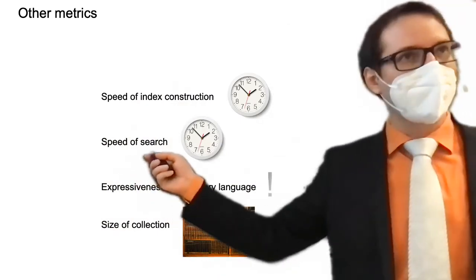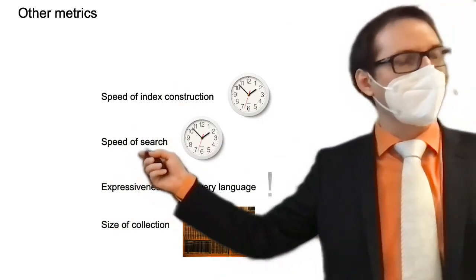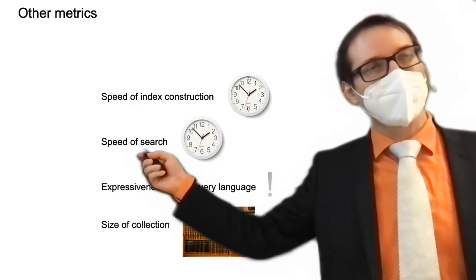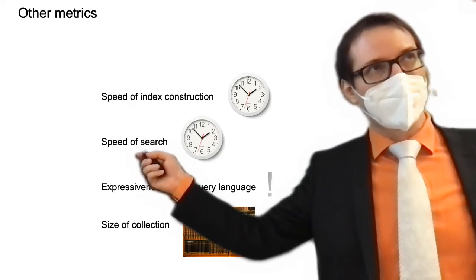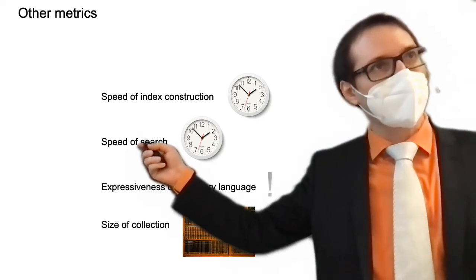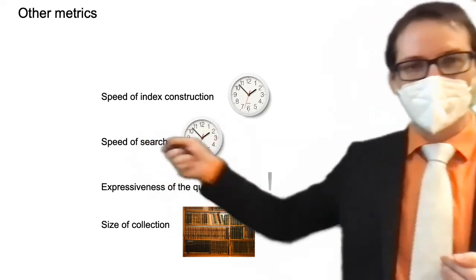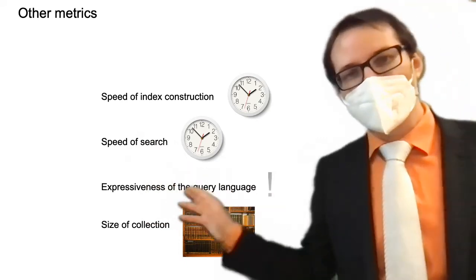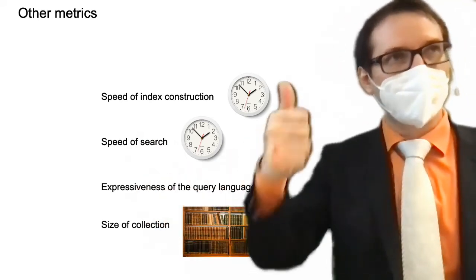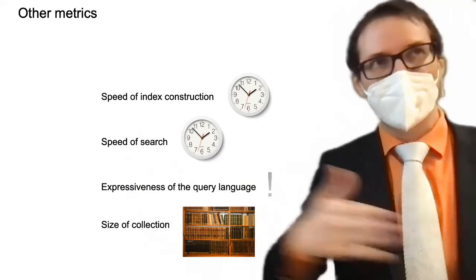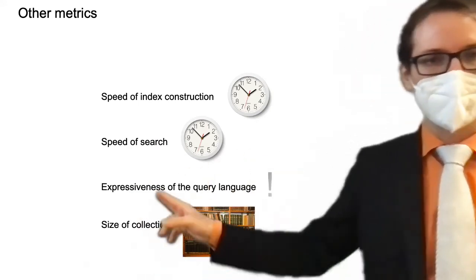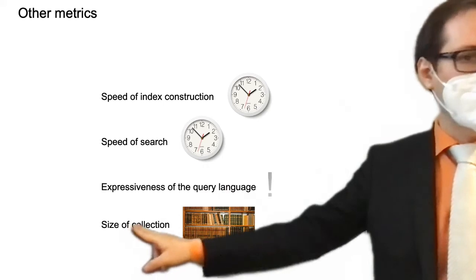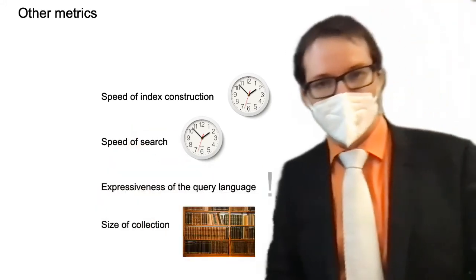The speed of search, we considered it, right? That's the complexity. When you look up with your standard inverted index, you have your hash index, you have your tree index, so how fast can you look up a term? So we've considered this. Expressiveness of the query language, well, that's less the focus of the lecture, but we've looked into the Boolean query language, phrase search, wildcards, and so on. And the size of the collection, well, we've seen all of these scales.